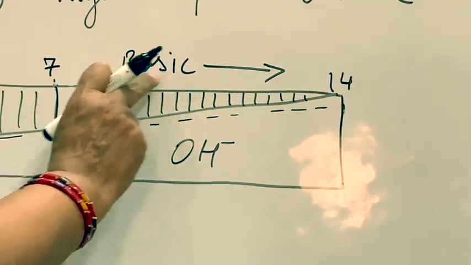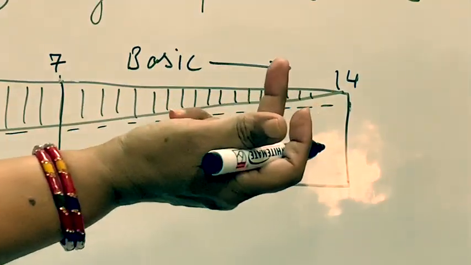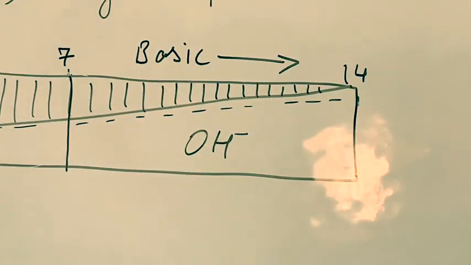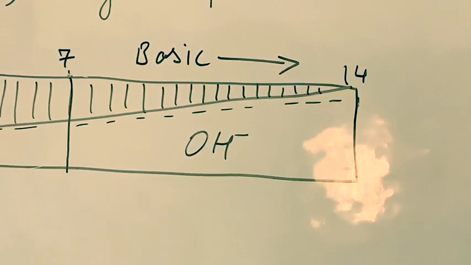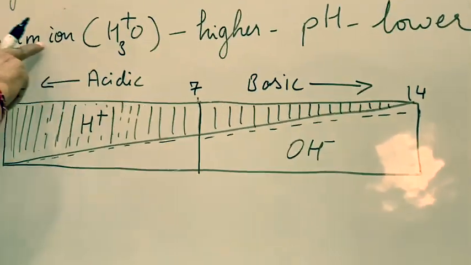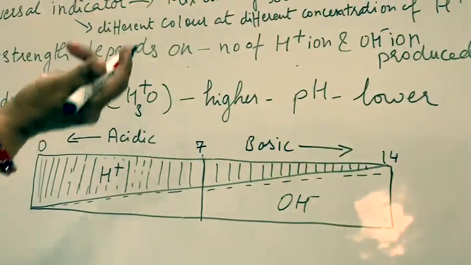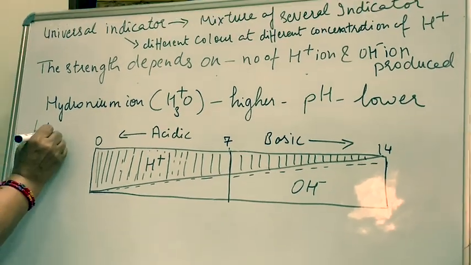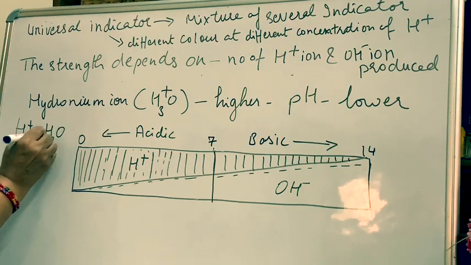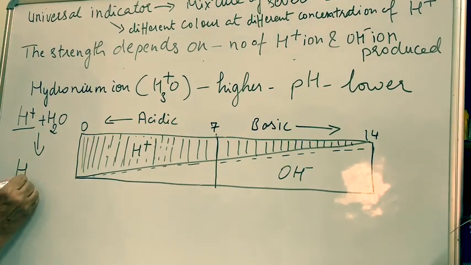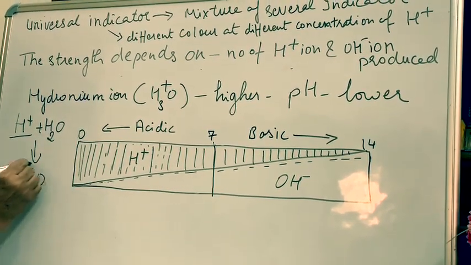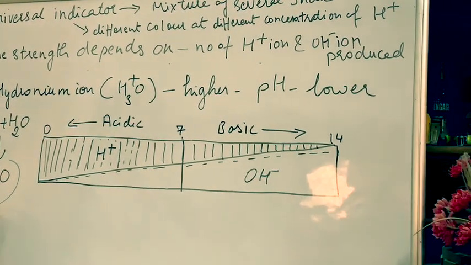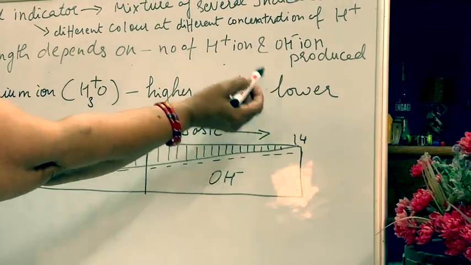So the pH increases, the more the pH, the more the basicity. The substance becomes more basic. So we can correlate that the hydronium ion, that is H3O+, because we know that hydrogen ion is not very stable, so it combines with water and forms hydronium ion. This I have told you before also. So the more the hydronium ion concentration, the lower the pH.